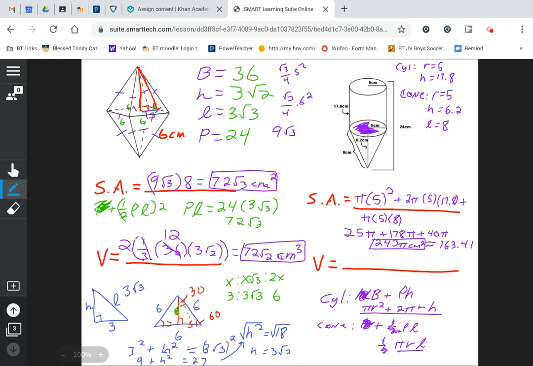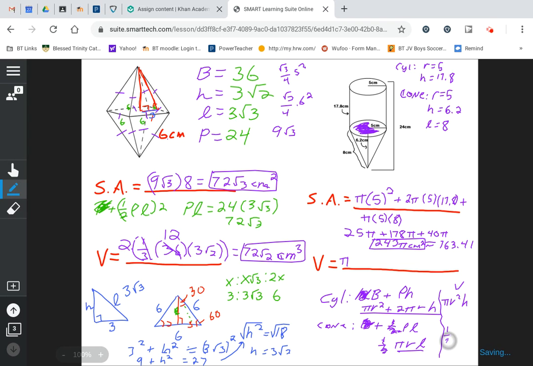All right, volume is going to be a little bit trickier in that we need the volume of both the cylinder and the cone, and we're going to add them together. The volume doesn't rely on what's exposed. It's just what you can fill up. So I'm going to start with the cylinder. Volume is pi r squared h. And then for a cone, it's 1/3 of that.